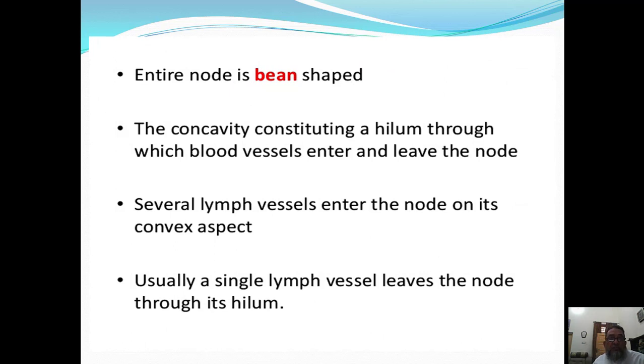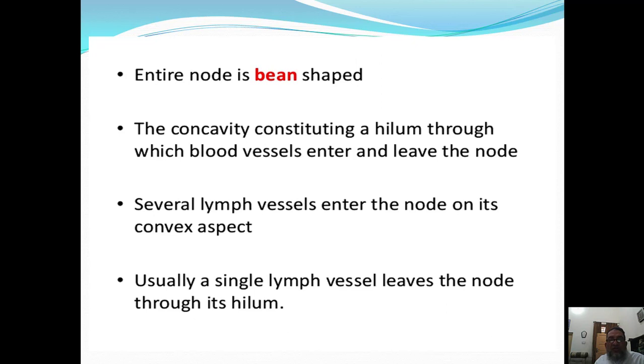The entire node is bean shaped, with a concavity constituting a hilum through which blood vessels enter and leave the node. Since it is bean shaped, its hilum will be on the concavity side, a depressed area from where the blood vessel and efferent lymphatic leave. The blood vessel enters and the vein also leaves.